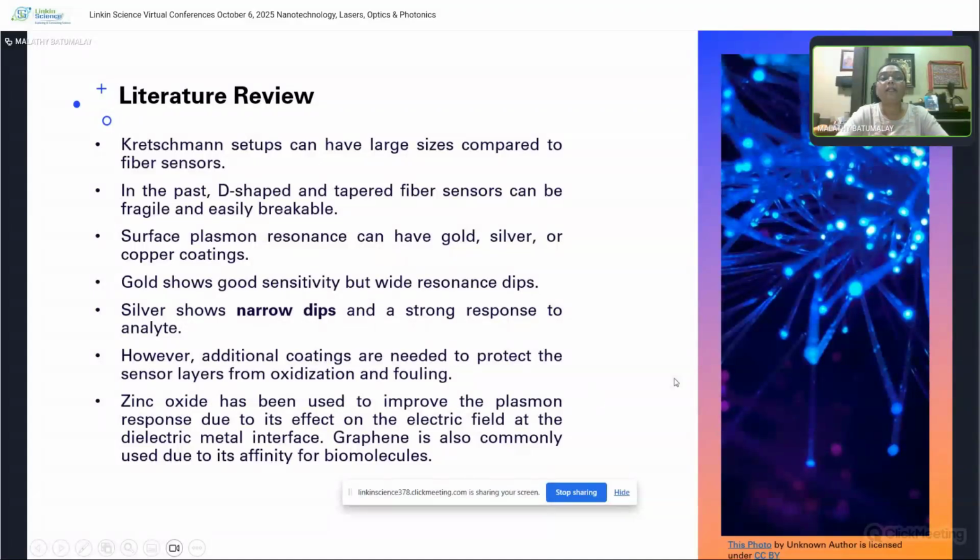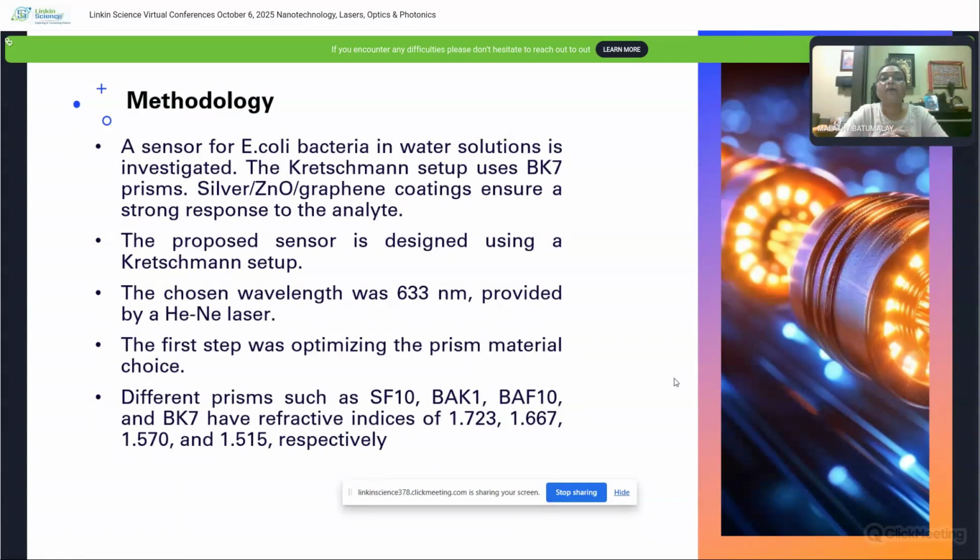Moving forward in our methodology, a sensor for E. coli bacteria in water solution is investigated. The Kretschmann setup using a BK7 prism was coated using silver, zinc oxide and graphene to ensure a strong response to the analyte. The proposed sensor was designed using the Kretschmann setup as mentioned earlier. We have chosen the wavelength of 633 nanometer and it is provided by the helium-neon laser.